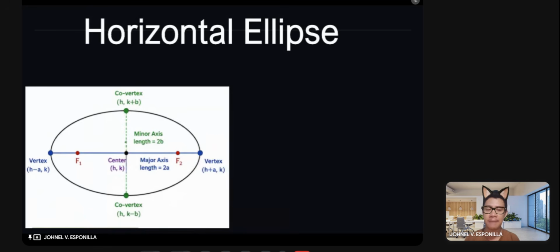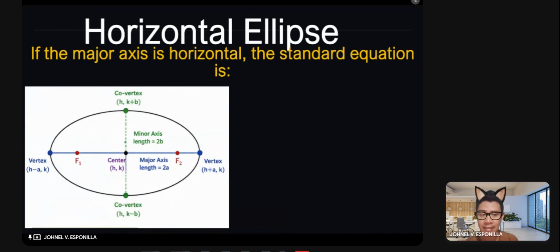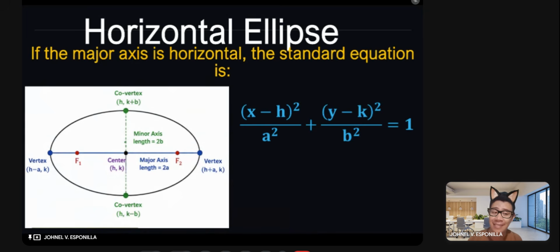So let's say for example, a horizontal ellipse, one of the orientations of an ellipse. If the major axis is horizontal, the standard equation of this horizontal ellipse is the square of x minus h all over a squared plus the square of y minus k all over b squared is equal to 1. Okay? So yung hk po natin dito is the center of the ellipse.